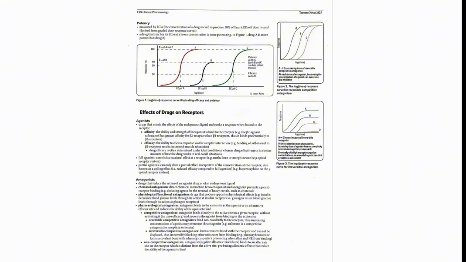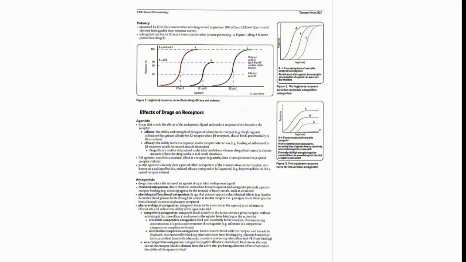Number 1, affinity. Affinity is the ability and the strength of a drug to bind to its receptor. For example, salbutamol has a greater affinity for beta 2 receptors than beta 1 receptors, so it binds preferentially to beta 2 receptors. High affinity means the drug binds more easily.